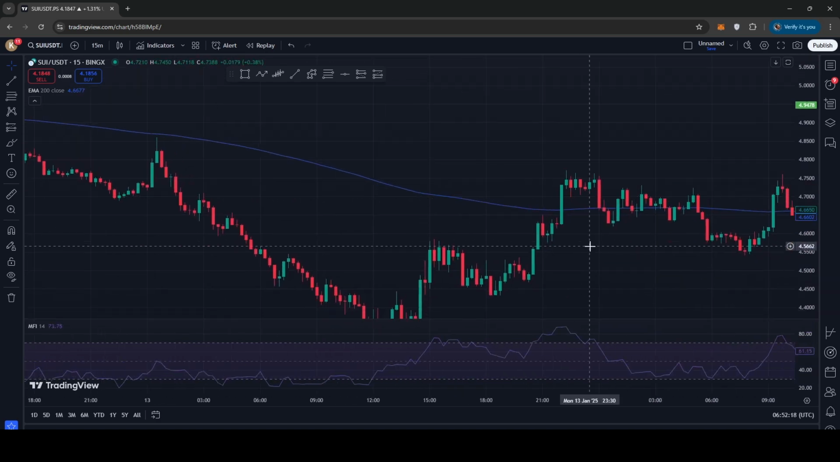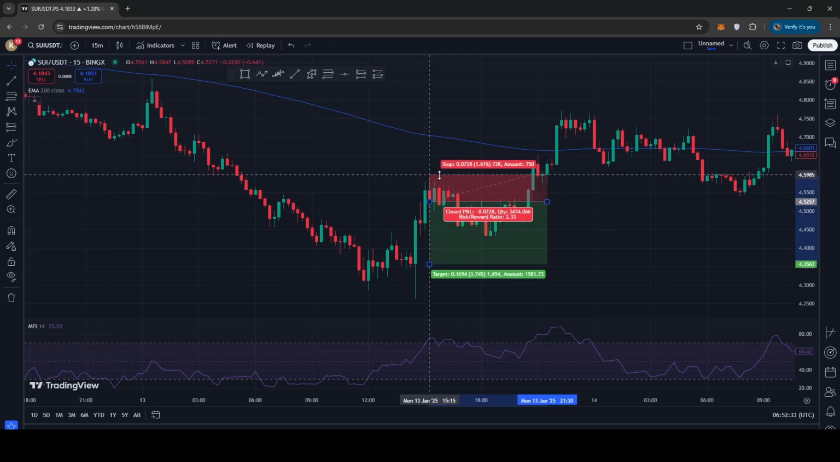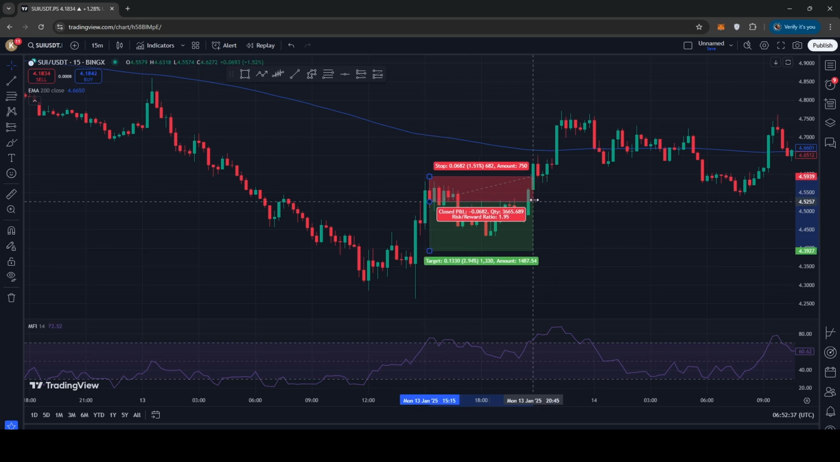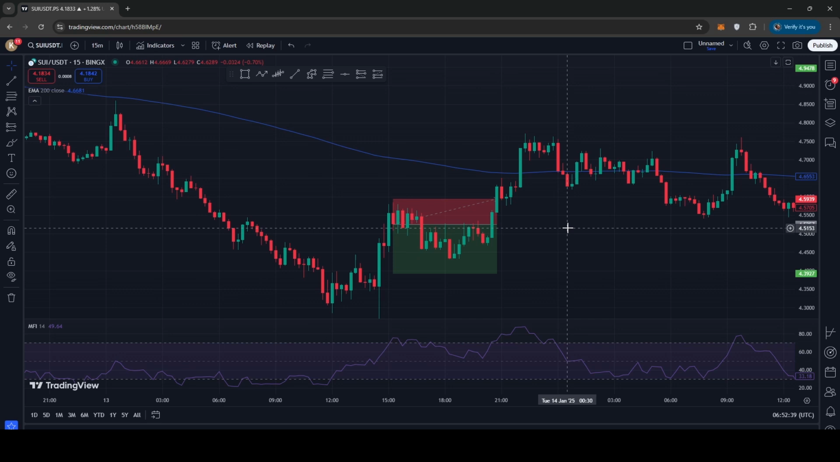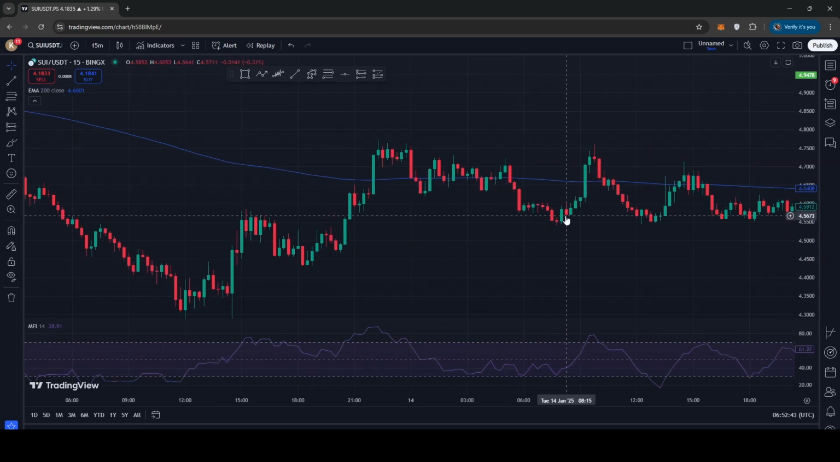As you can see here, we are below the 200 EMA, and this is showing overbought. We enter here, going short, and also set our stop loss here and set our take profit to 1 to 2, and this is a losing trade. So every strategy doesn't need to win every time.